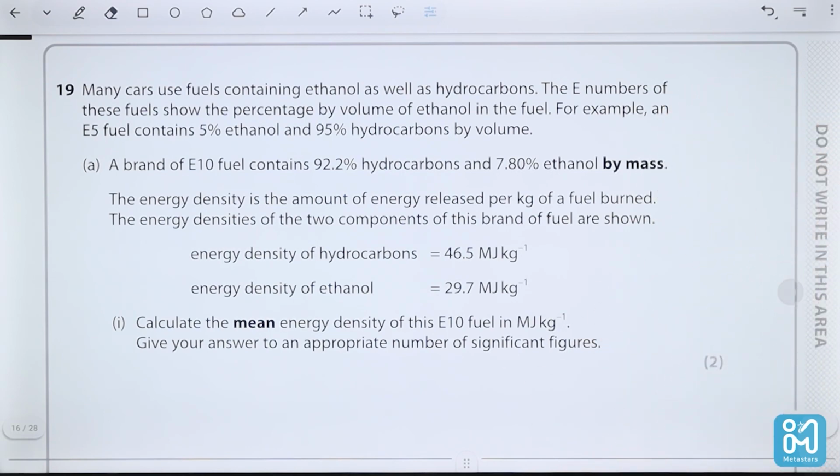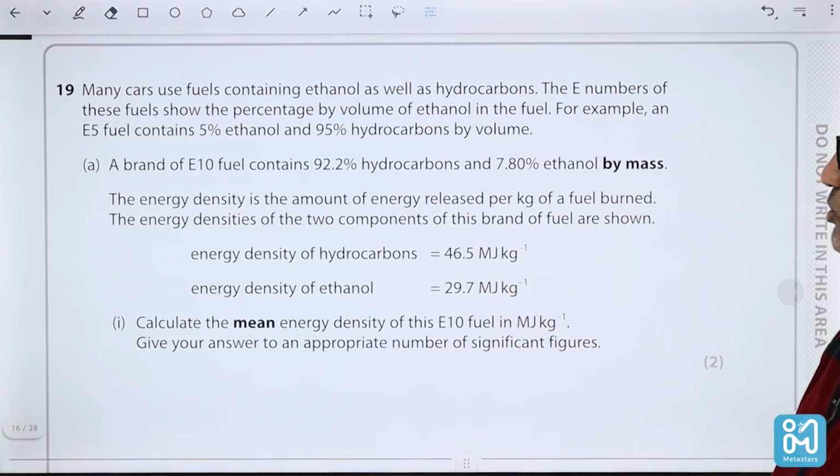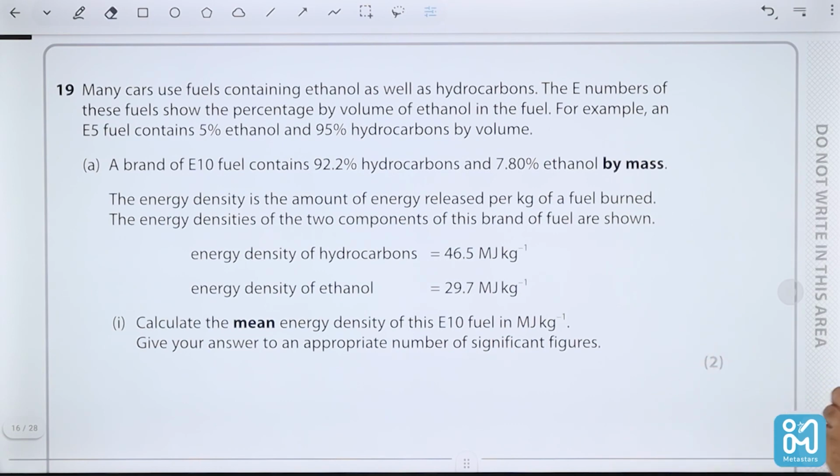The energy density is the amount of energy released per kilogram of a fuel burned, and the energy densities of the 2 components of this brand of fuel are shown: the energy density of the hydrocarbon and the energy density of ethanol. Calculate the mean energy density of this E10 fuel in megajoule per kilogram. Give your answer in the appropriate unit and in significant figures.